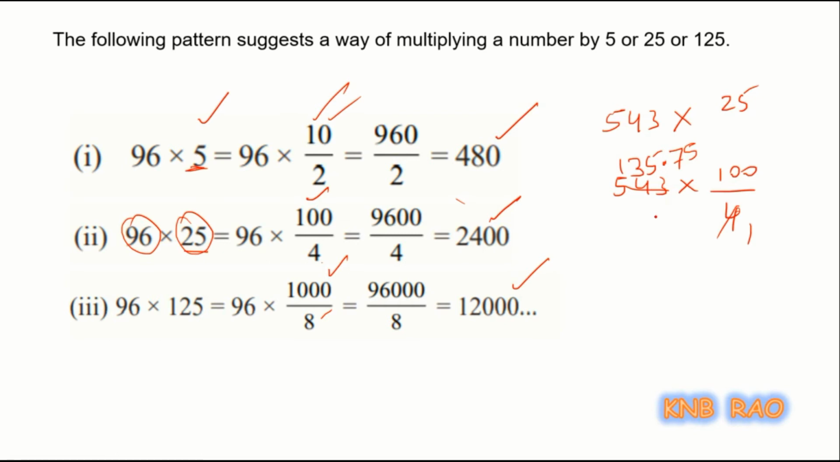Now you can cross check. 543 divided by 4 is 135.75. The product of 135.75 by 100 gives, removing the point, 13575. So 13,575 is the answer when I multiply 543 by 25.